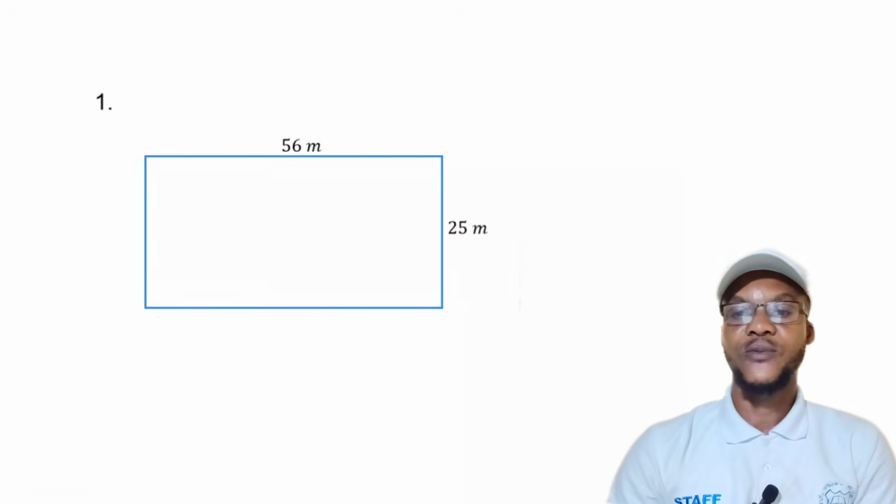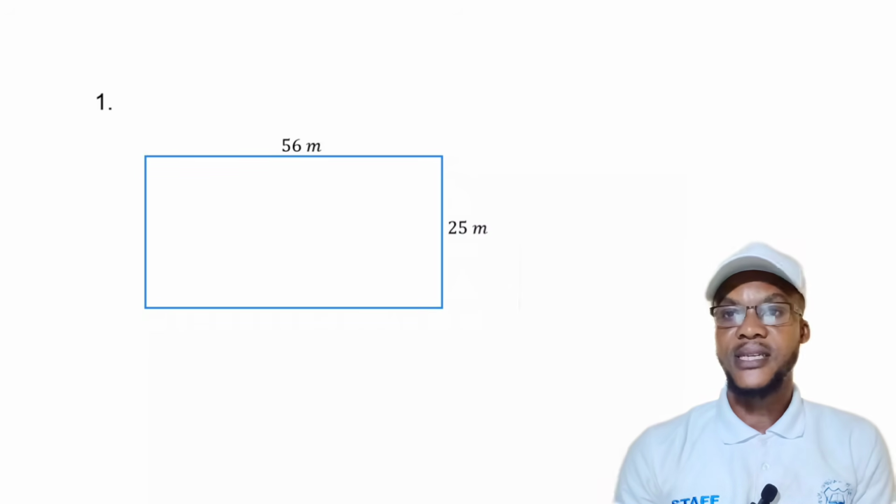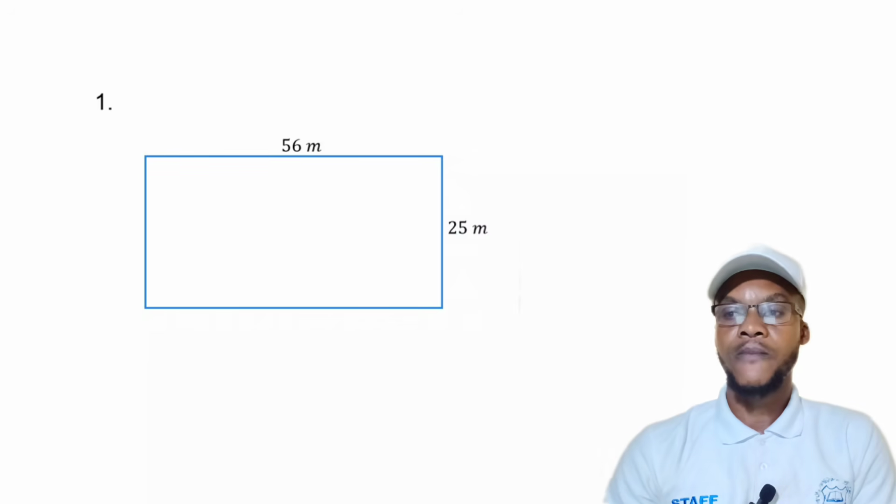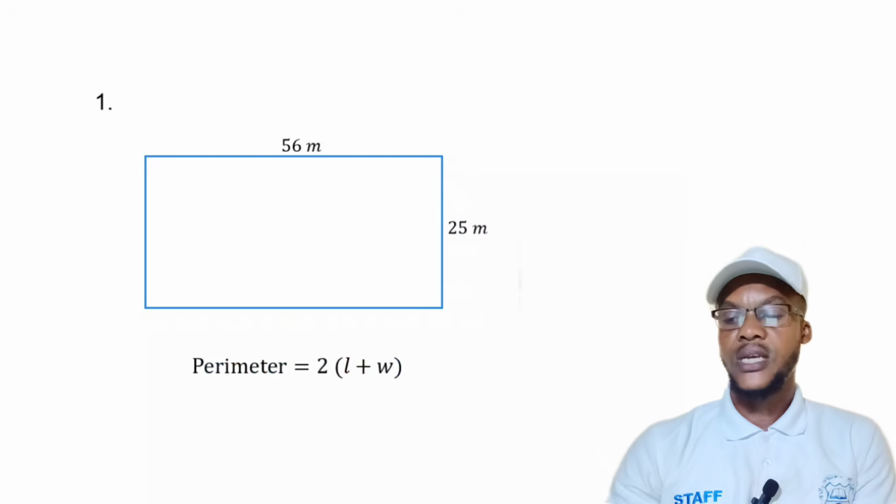For question one, this is a rectangle with its dimensions. If you are given a rectangle like this, how do you find the perimeter? When we talk of the perimeter of a plane shape or any figure, we are talking about the total distance around that particular object. You remember we deduced a formula that we can use, so let's use the formula.